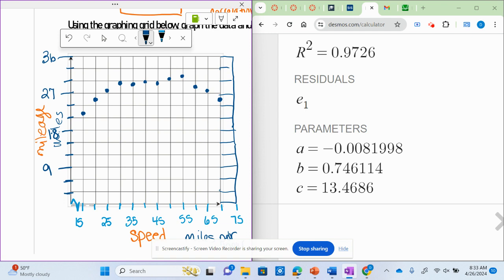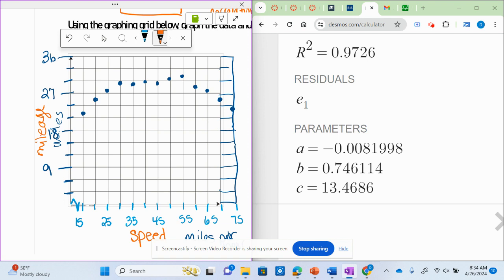And my last one is 23.3. So I'm going to put that right below that, real close to the 24. So that's my sketch of my scatter plot. It doesn't have to be perfect. Don't get stressed about it. Okay, that's the sketch of my scatter plot.